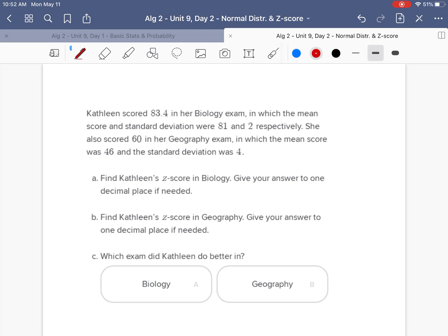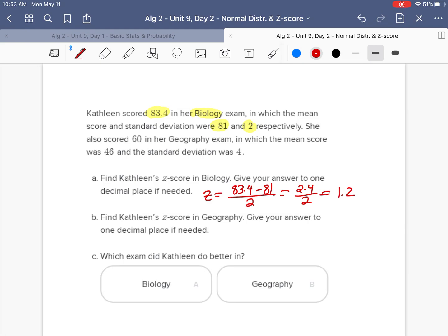All right, so let's do the last example. Kathleen scored an 83.4 on her biology exam, and the mean and the standard deviation were 81 and 2. So question A says, find the z-score for this. So let's go ahead and do that. The z-score for the biology test, she got an 83.4 minus 81 over 2. So 83.4 minus 81, that's 2.4 divided by 2. So 2.4 divided by 2 is 1.2. So she was 1 standard deviation above the middle, 1 and a little bit more, so 1.2. It's a little bit past the first bar.